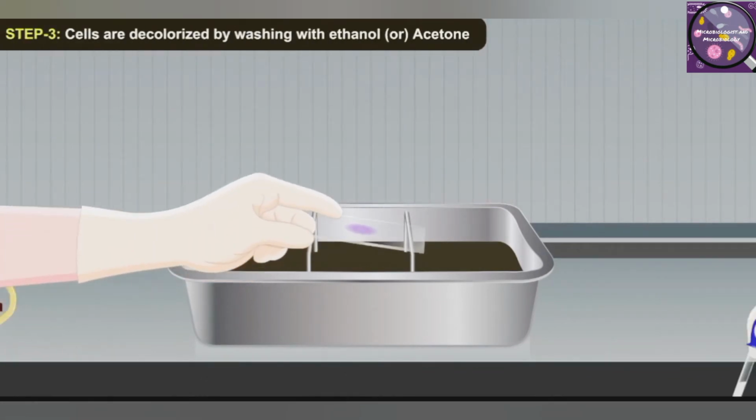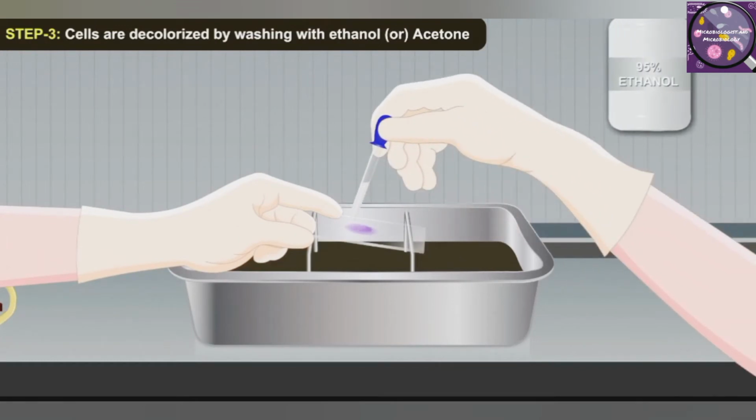The cells are decolorized by washing with ethanol or acetone. This is the differential step. Gram-positive bacteria retain the crystal violet while the gram-negative bacteria will not. The ethanol or acetone should be added dropwise with the slide at a tilted angle, until the drop that runs to the edge of the slide becomes colorless.